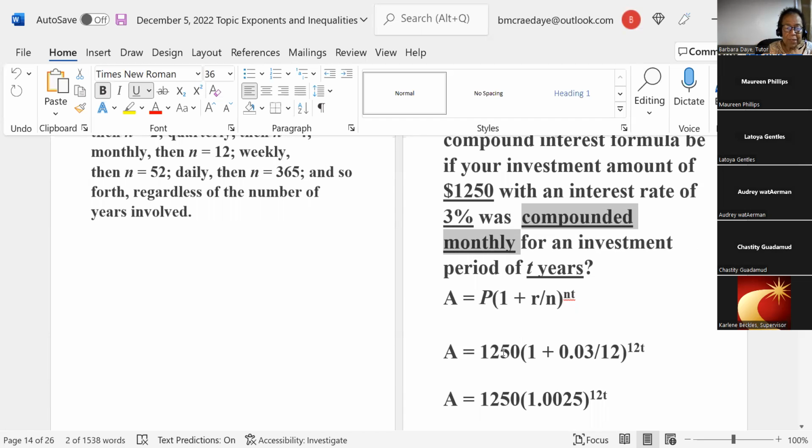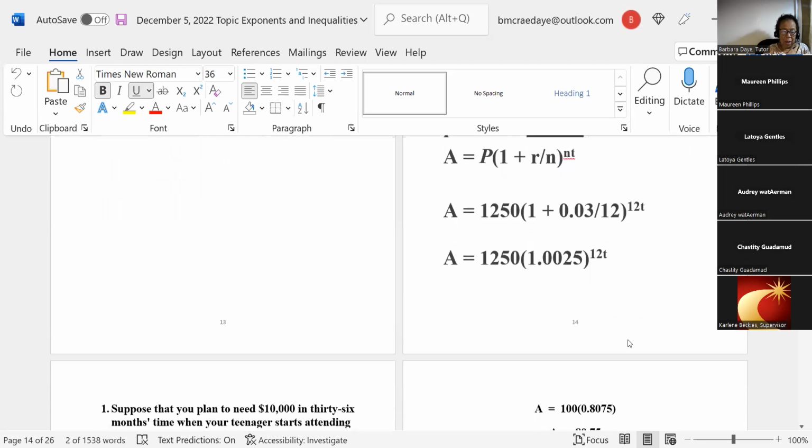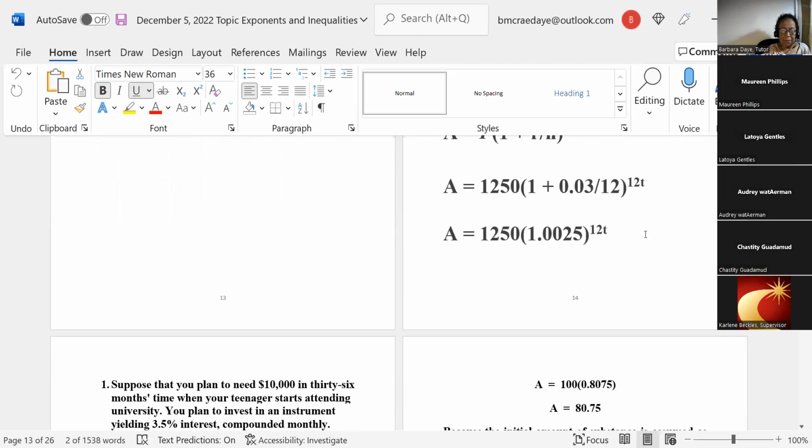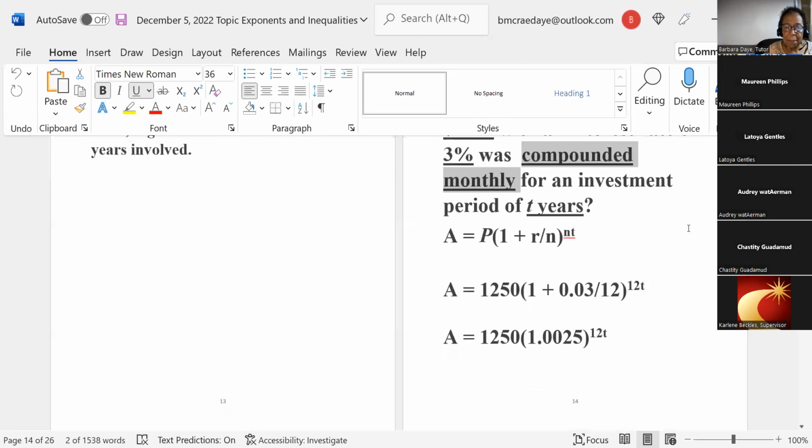A equals the present amount, 1250, times 1 plus the rate over N. N is 12 because it's monthly. Remember, I gave you those values: when it's monthly, N is 12, and then times T, the time. So divide 0.03 by 12 and add it to 1, you get 1.0025 to the power 12T. So that's the setup. Any questions on that setup?